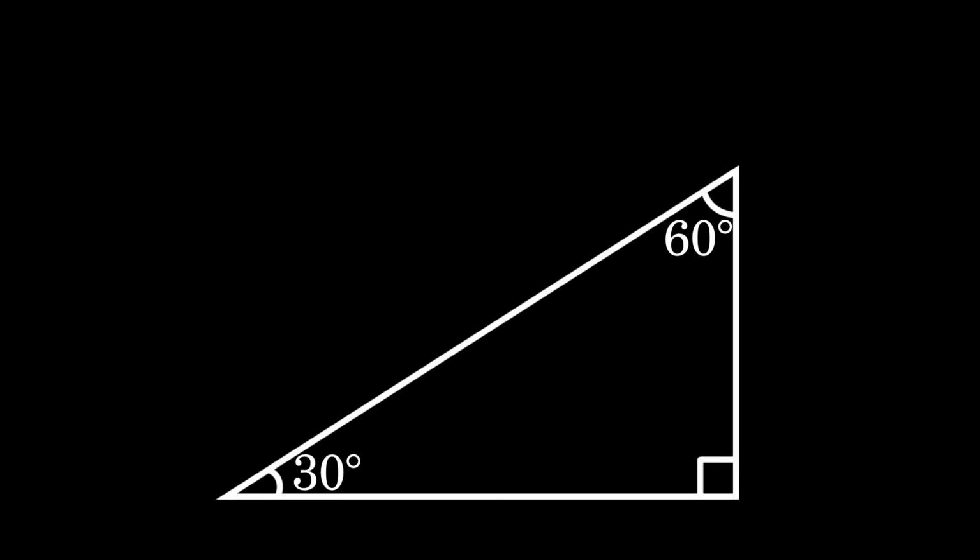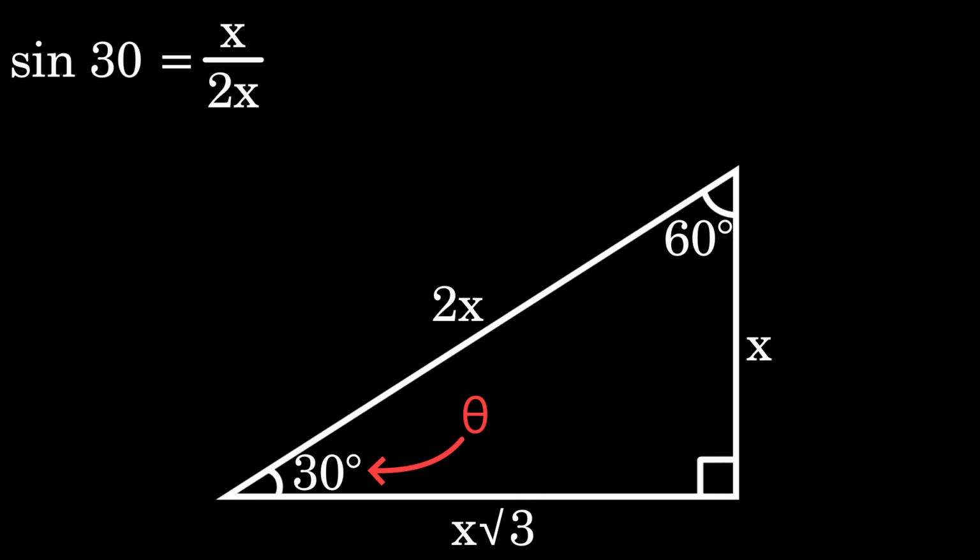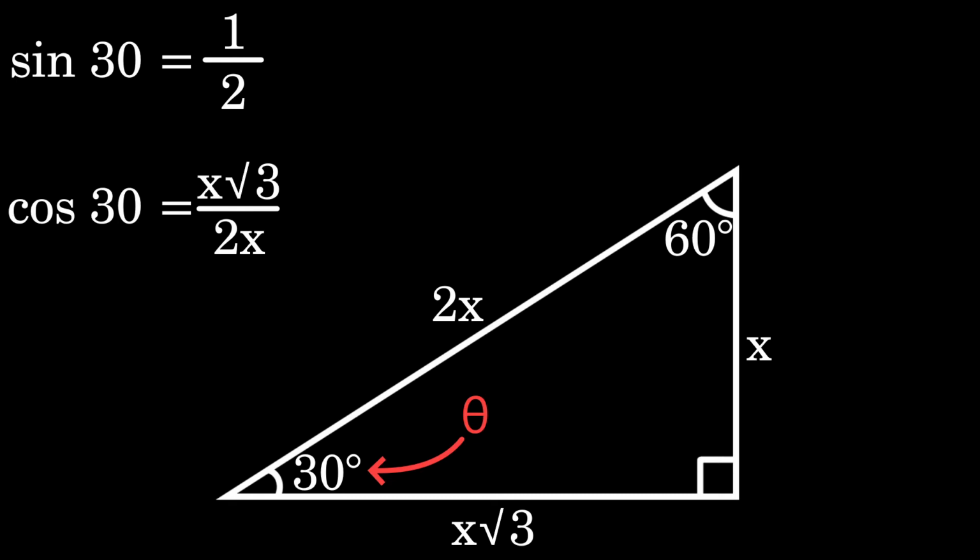Next up is the 30, 60, 90 right triangle. Here's what the relationship of this triangle looks like. It may look a little complicated, but it is really simple. The angle is 30 degrees, so now we take our trig ratios. Sine is x over 2x, which simplifies to simply 1 over 2. Cosine of the same angle is x radical 3 over 2x, which simplifies to radical 3 over 2.